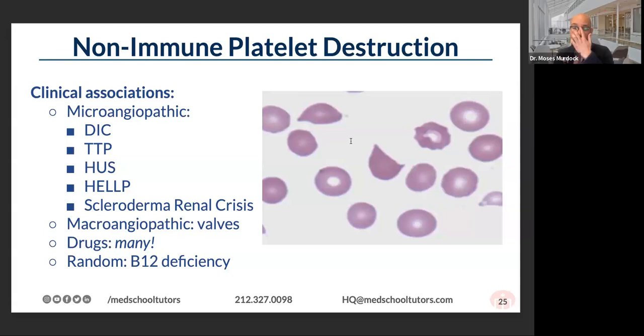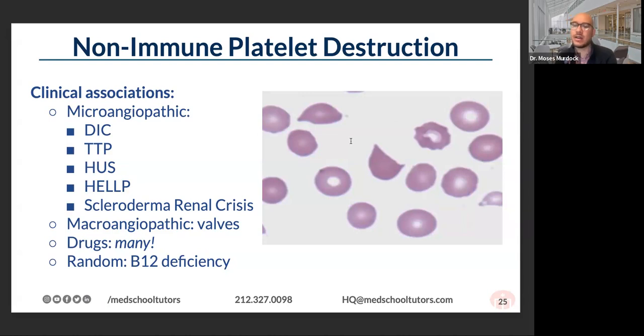No, and that's super high yield. What I'll also point out is just like in ITP, the next question is, why do they have ITP? When you see DIC, the next question is, why do they have DIC? And that is critical, because the treatment for DIC is not correcting labs. That is a fool's task. The way to treat DIC is to figure out why they have DIC and deal with that.